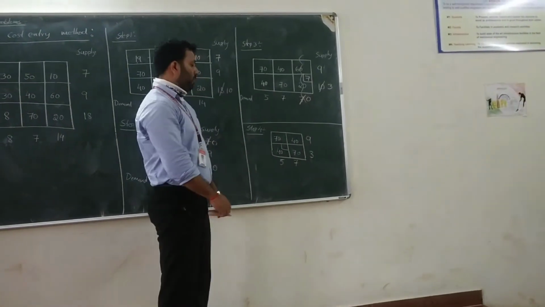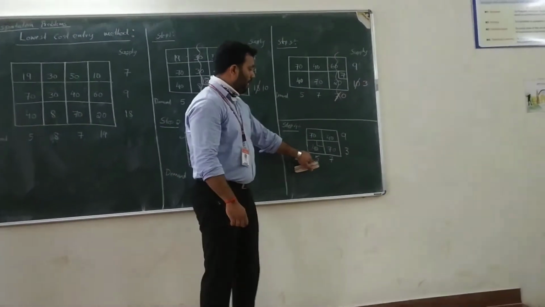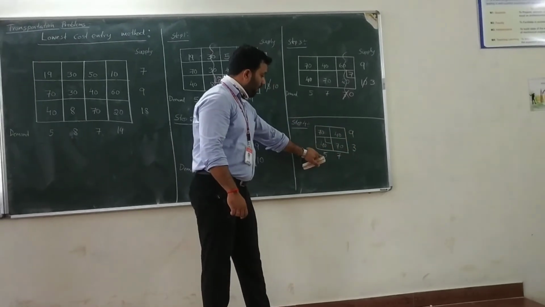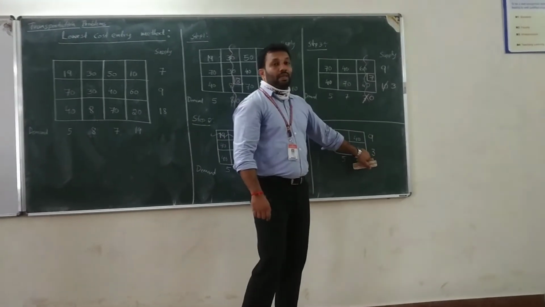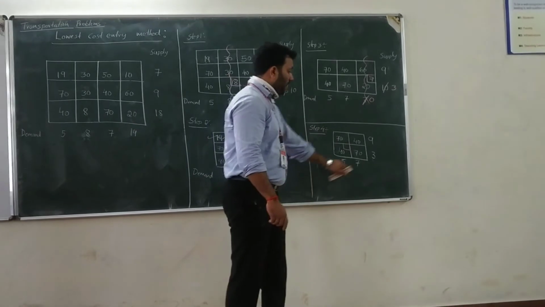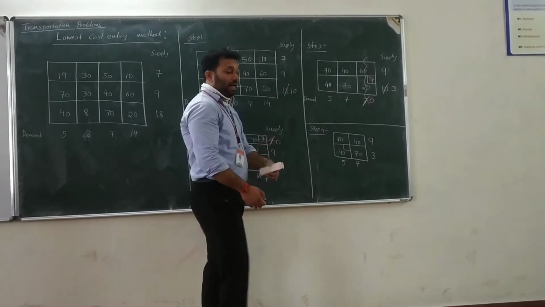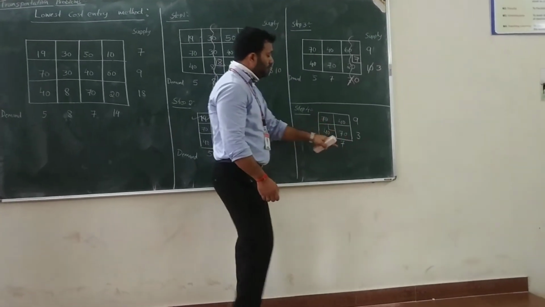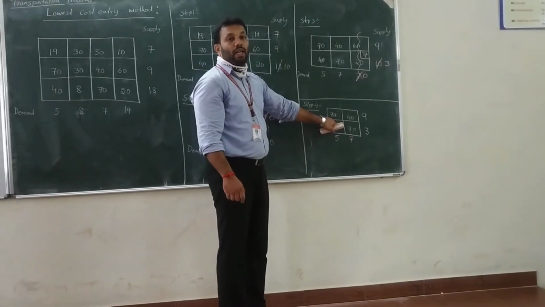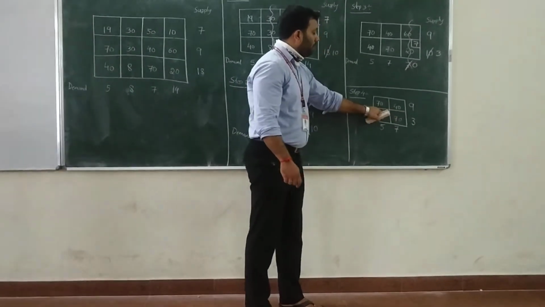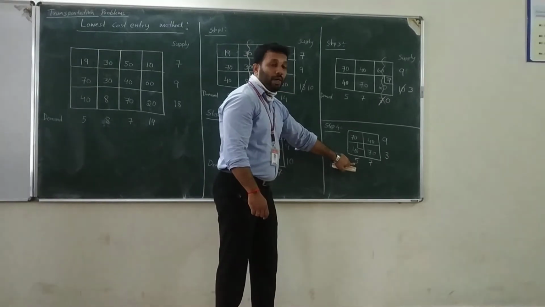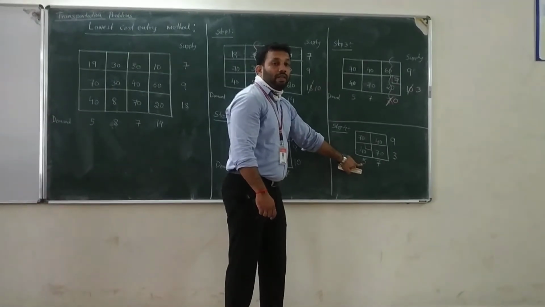This particular position for allocation. So now we go to the demand and the supply. Here the demand is 5, supply is 3. So that is why I can allocate only 3 units to this particular position. Out of demand of 5, I can fulfill the demand of 3 units.